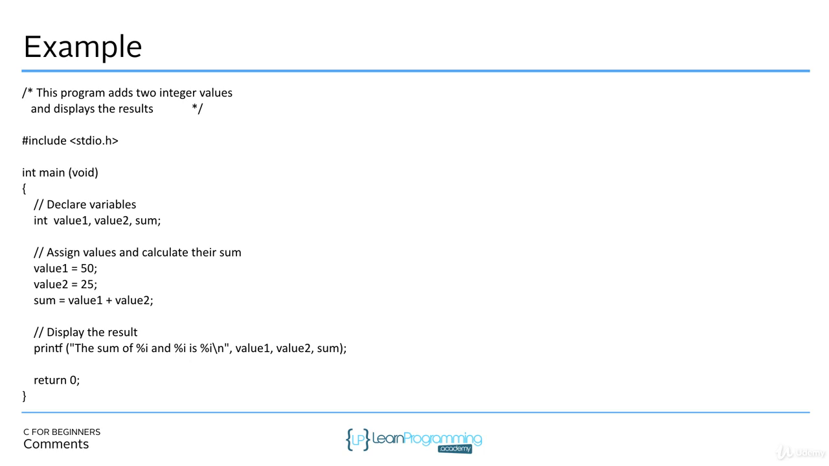And then you see some single line comments. And how do you know they're single line comments? Because they have 2 forward slashes. So you see a single line comment that says declaring variables. You see another one that says assign values and calculate their sum. And then you see one that says display the result. Each single line comment is describing each group of code, telling you what they're doing.